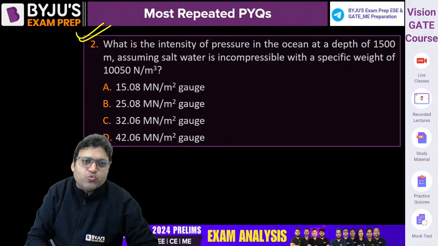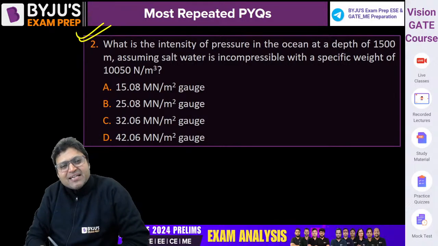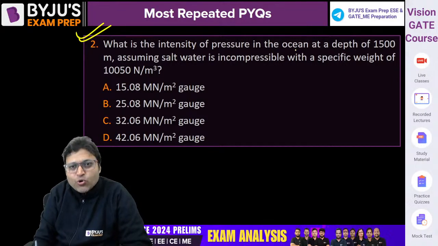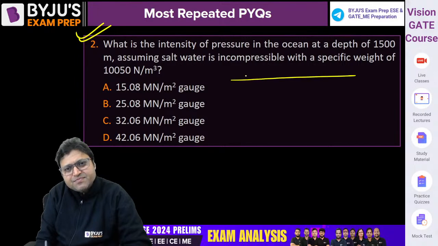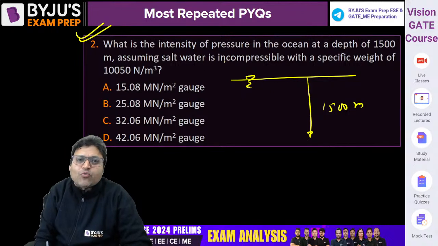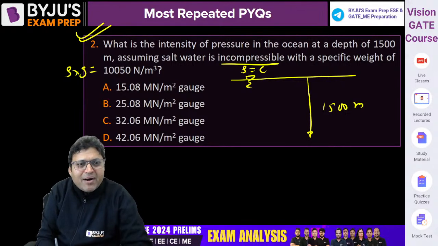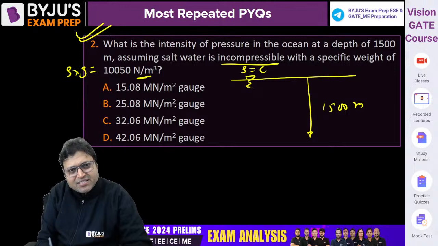Question number 2. Again, the question has been asked multiple times. What is the intensity of pressure in the ocean? Very simple question, at a depth of 1500 meter. Assuming salt water is incompressible, rho is constant with a specific weight of, that is rho into g, gamma, 10,015 Newton per meter cube. The units, you should be able to observe.